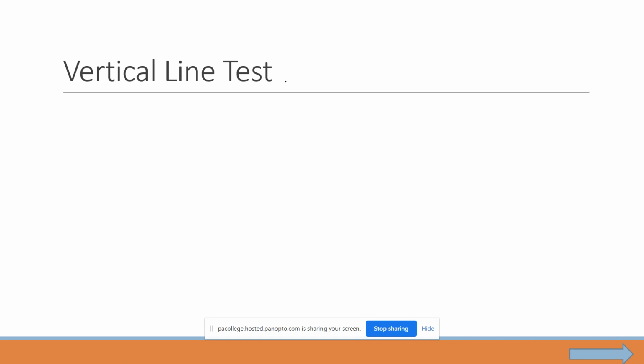You may recall that I mentioned the vertical line test as a related concept to functions. So the point of the vertical line test is it determines if a graph shows a function. You may also recall that the definition of a function is that each element of the domain matched up with exactly one element of the range.